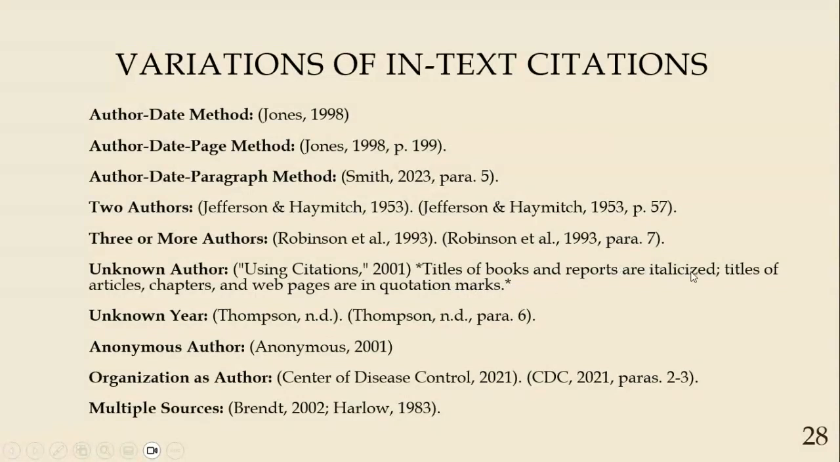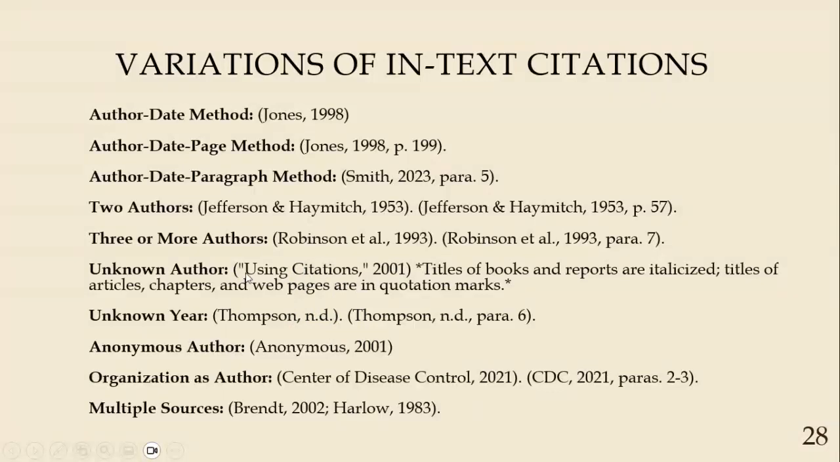Titles of books and reports are italicized. Titles of articles, chapters, and web pages are in quotation marks. Simple. If there is an unknown year, you can use the abbreviation N period D period, which stands for no date. So if you can't find a publication year, you can't find a copyright to save your life, you could put ND, no date. And this is interchangeable, so you could put that with an unknown author as well.